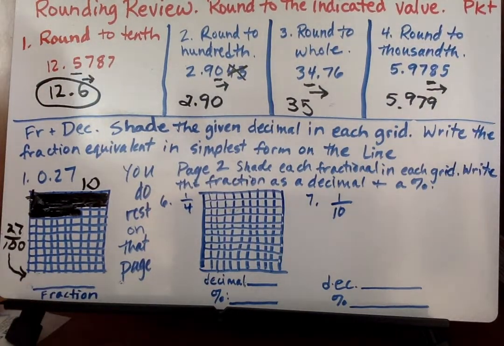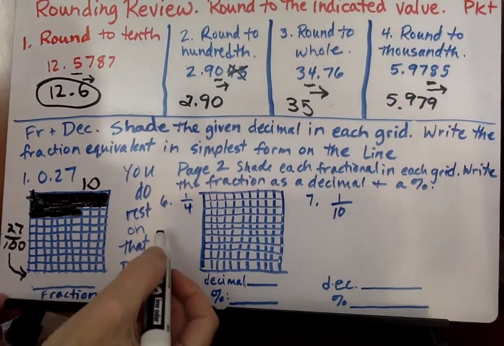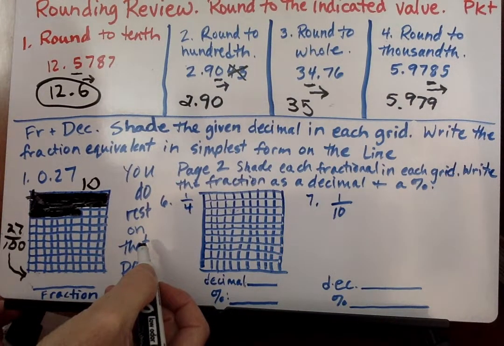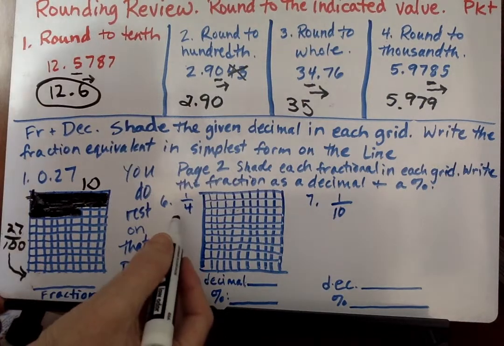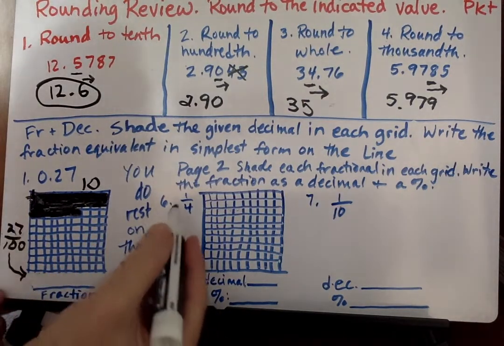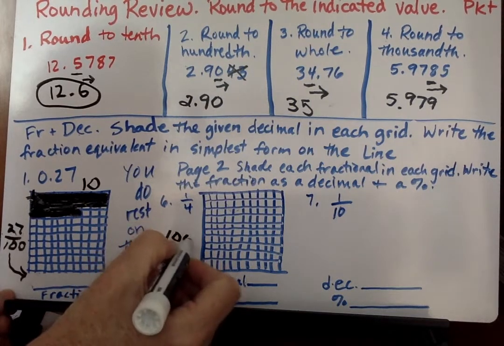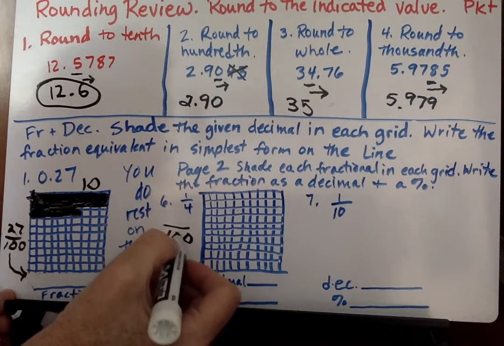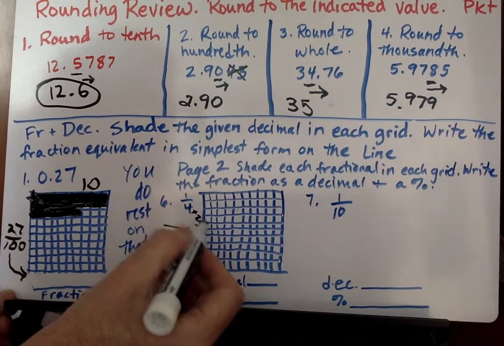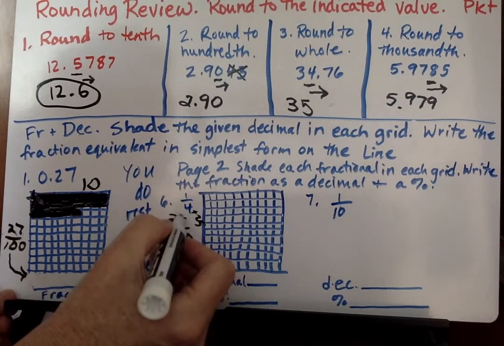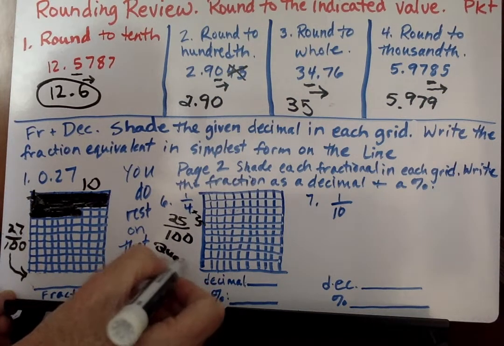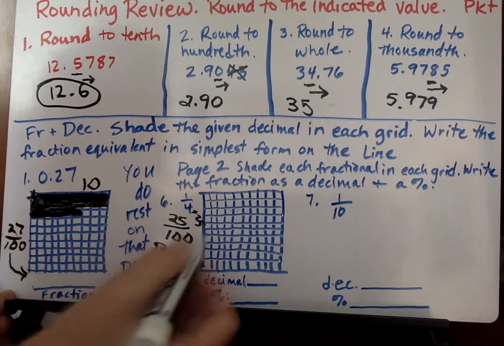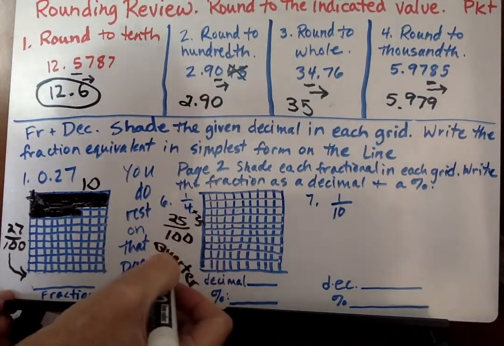Okay? So I'm going to go on to page 2, and there's another one that's shading, and it's in fraction form, and it says, shade the fraction in each grid. Write the fraction as a decimal and as a percent. So I'm going to let you do 5, and I'm going to jump to number 6. So know that this is the second one on page 2, 1/4. Now I'm going to change that to hundredths, and I say 1/4 is how many out of 100? Well, we know 4 times 25 is 100, so we're going to take 1 times 25, and you get 25 out of 100. That's where the term quarter comes from. You know how quarter is 1/4 of a dollar? That's where it comes from. Okay, so we're going to shade 25 squares.